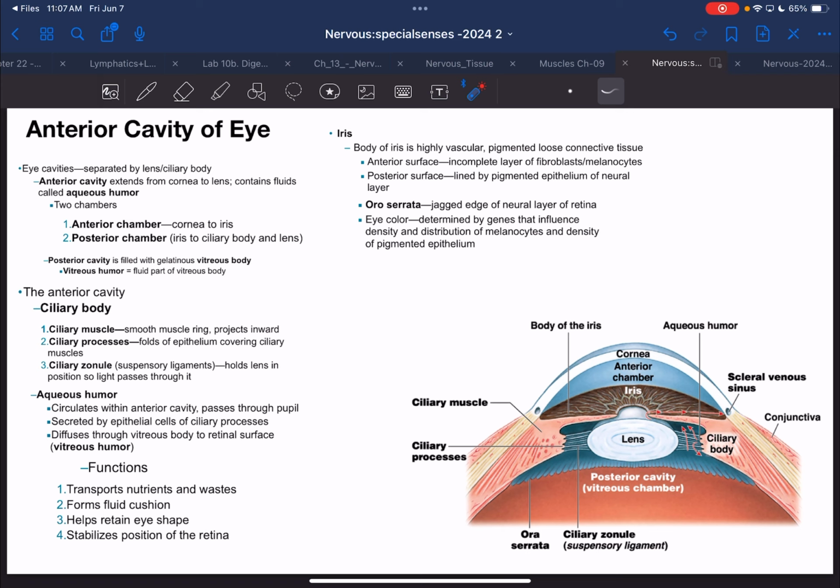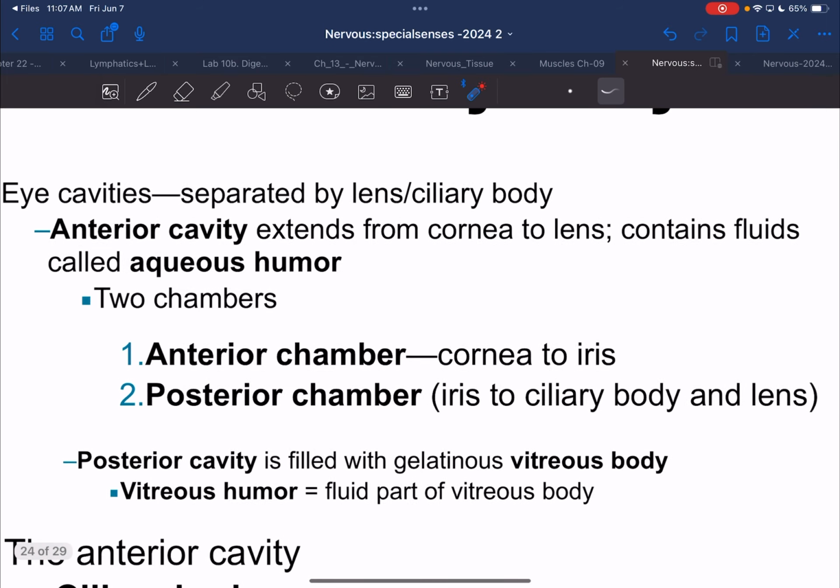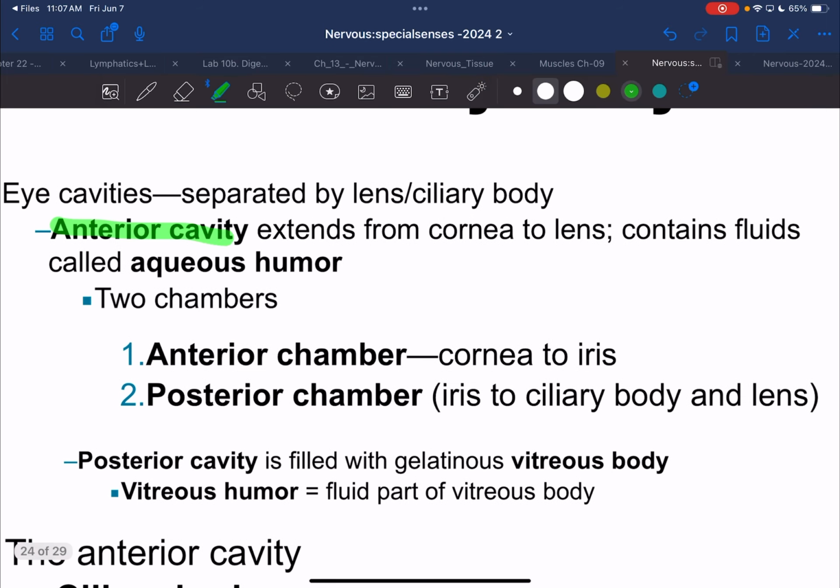What to take from here? Do you have ora serrata? You don't have it on your list. And so what I will say is that you only need to know 2 things, and they're right here: the anterior cavity and the posterior cavity.